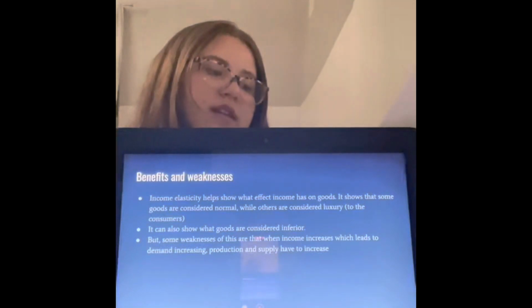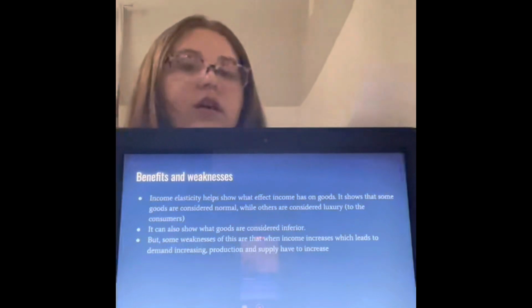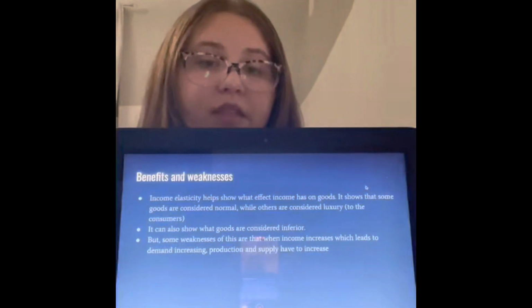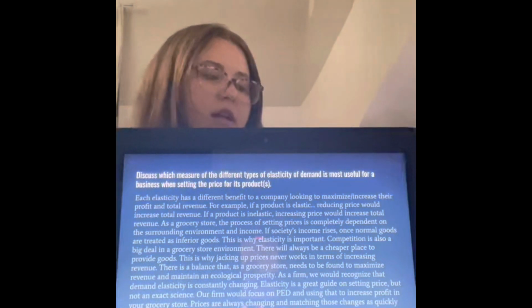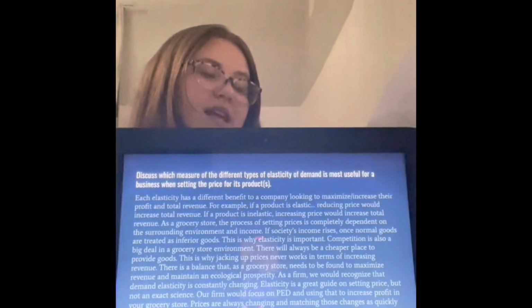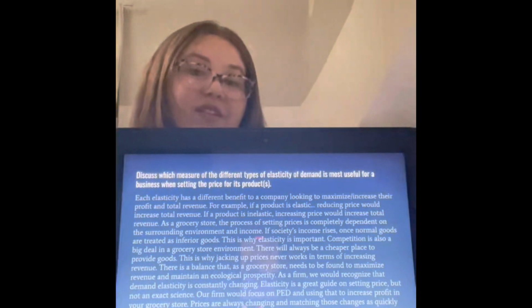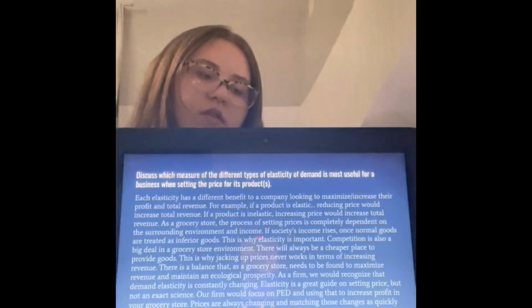Some weaknesses of this are that when income increases, which leads to demand increasing, production and supply will have to increase as a result, which leads us to our discussion of each method. Each elasticity has a different benefit to a company looking to maximize or increase their profit and total revenue. For example, if a product is elastic, reducing price would increase total revenue. If a product is inelastic, increasing price will increase total revenue.